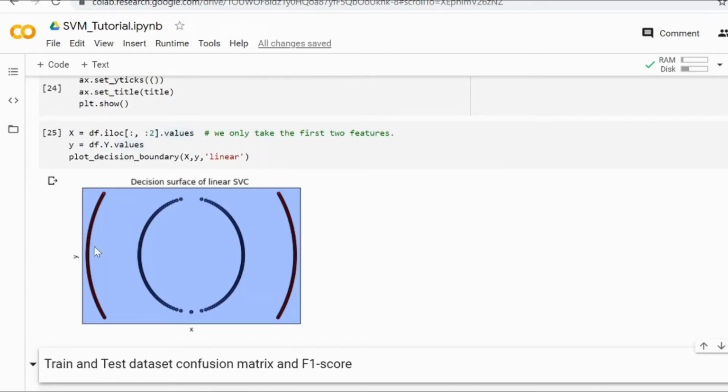Here you can see that this classifier is not able to provide any decision boundary for these curves. All the color is blue over here. It means there is no boundary it was able to find between these 2 classes.